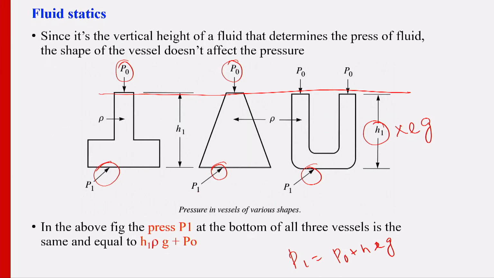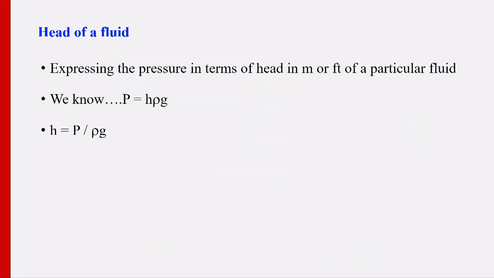So, now we discuss the pressure head of the fluid. It is very simple, because we know what H is here. Since we already know P equal to H rho g, we take H equal to P by rho g. So the head of fluid we can easily calculate from here.